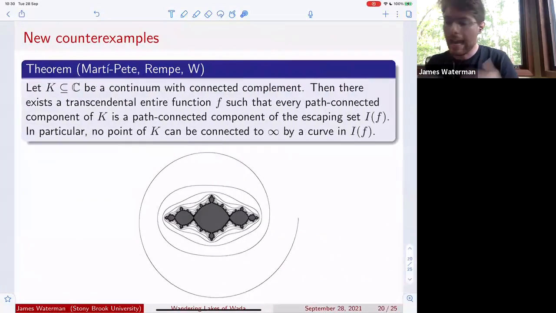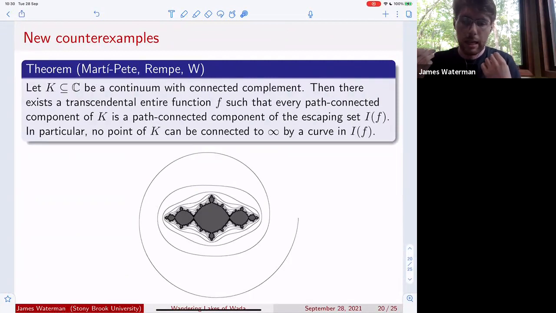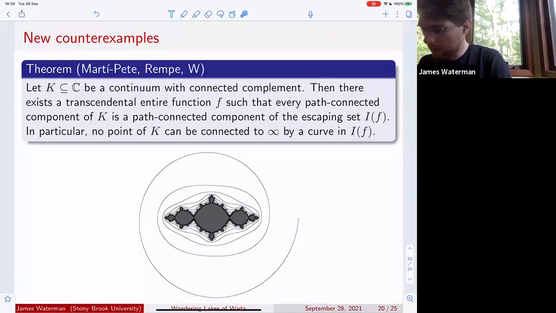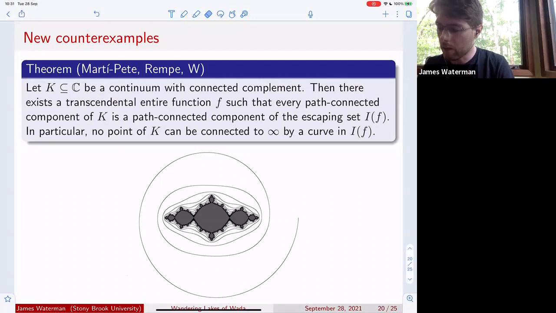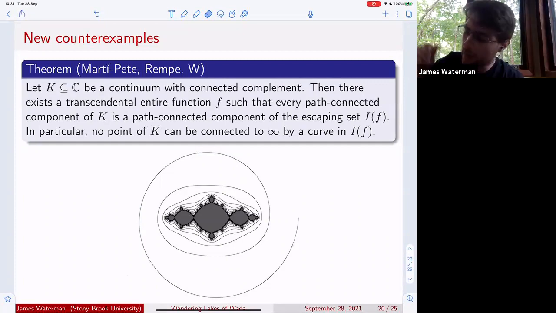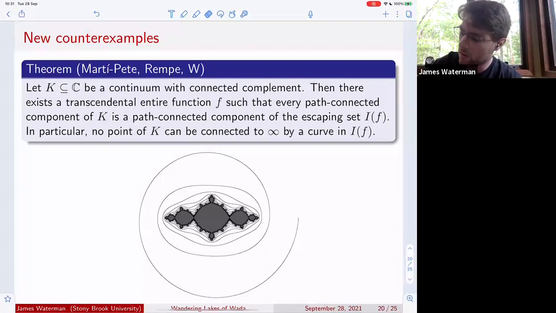And so what we get is a new, possibly in some way simpler, counterexample, which is that we let K be a continuum with connected complement. So again, your favorite compact connected set with connected complement. Then there exists a transcendental entire function such that every path connected component of K is a path connected component of the escaping set I(f). So in particular, we can't connect K to infinity by a curve that's in I(f).